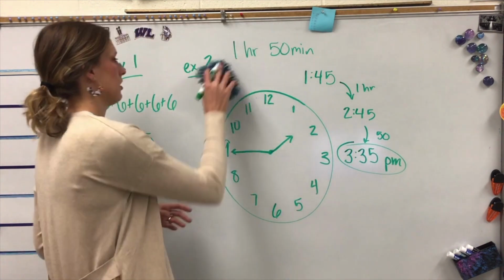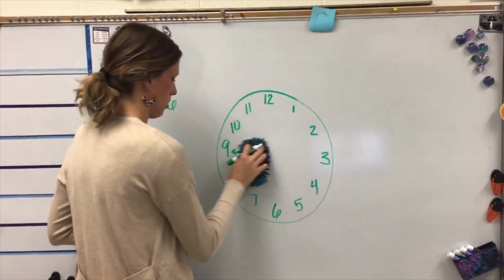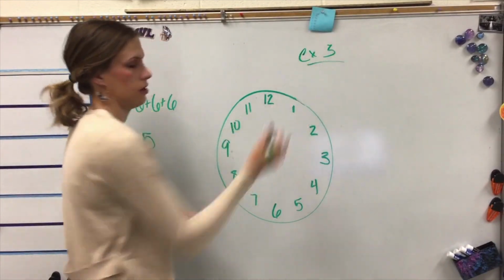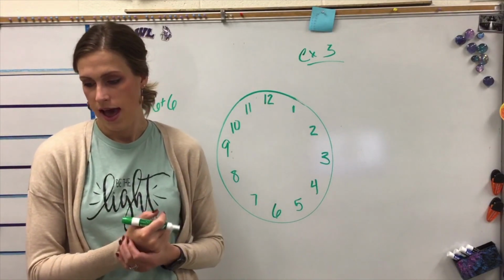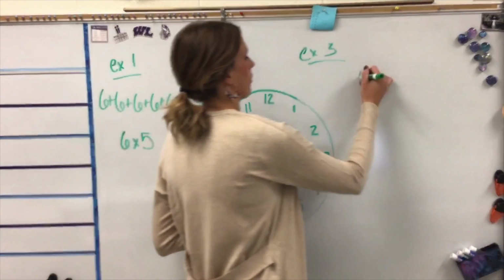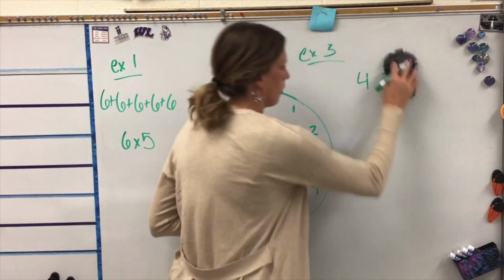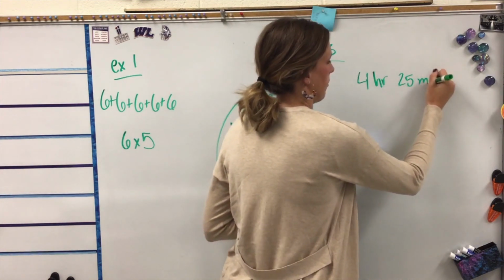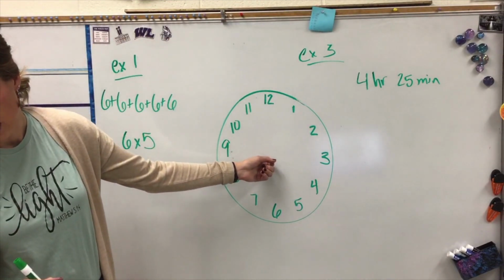Right? Let's look at example 3. Example 3 says on Monday morning an elementary school had a fire drill 4 hours and 25 minutes before the time shown on the clock. So we're looking for 4 hours, 25 minutes before the time shown on the clock.